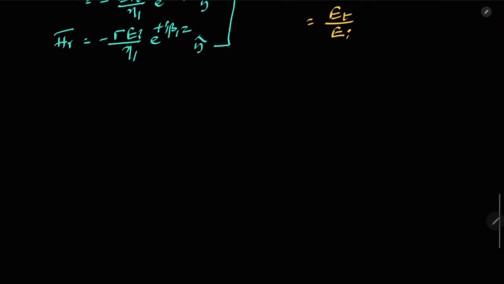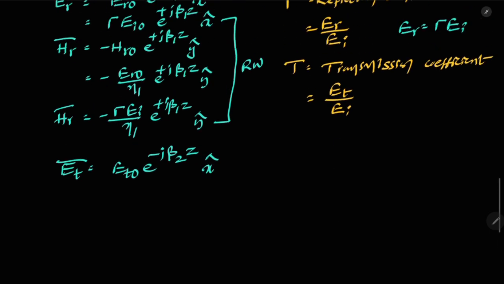Now for the transmitted wave, Et bar is equal to Et naught into e power minus j beta 2 into z, because the transmitted wave is traveling in the positive z direction, so minus will come, and the electric field is oriented in the x direction only. But from this particular expression, T is equal to Et by Ei, so Et is equal to T into Ei. So it is equal to T into Ei naught e power minus j beta 2 into z x cap. It is the Et bar.